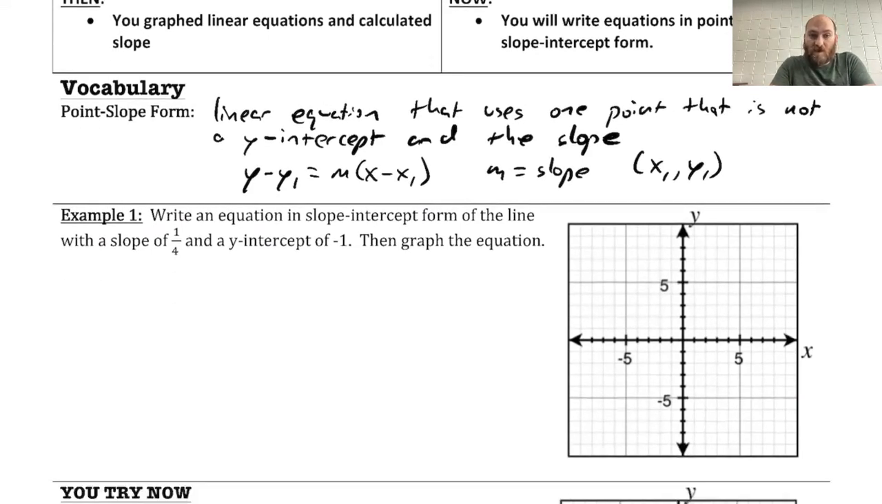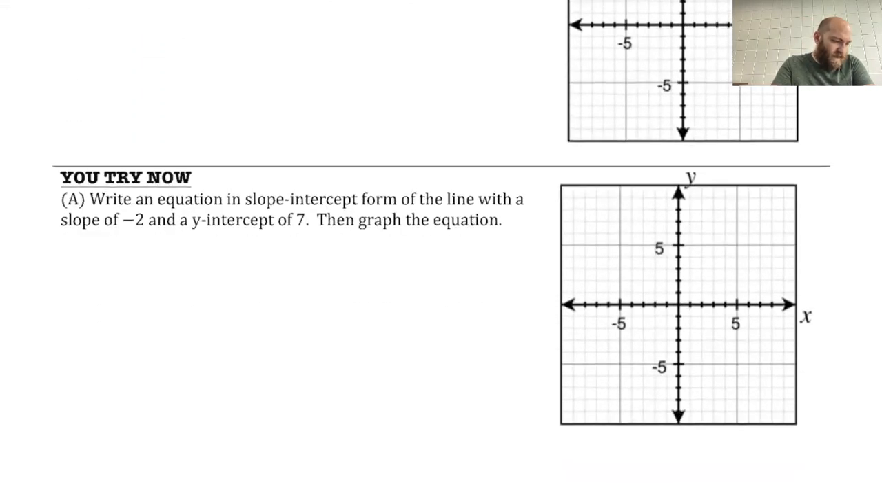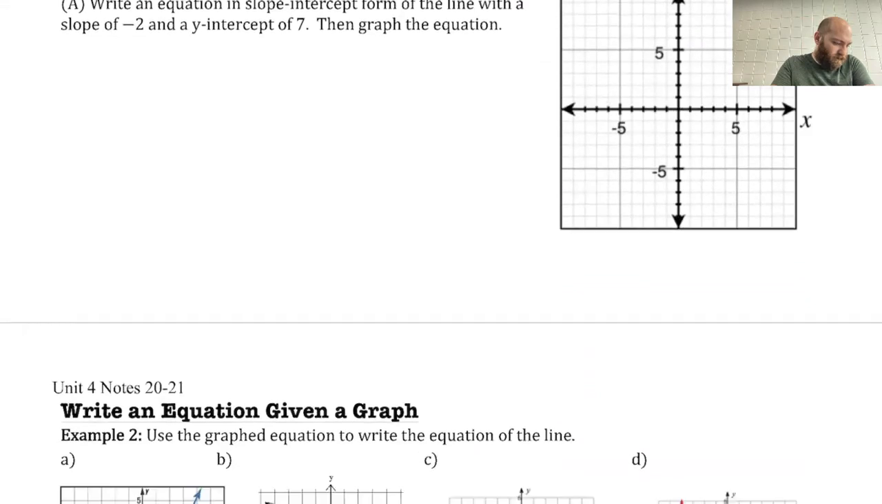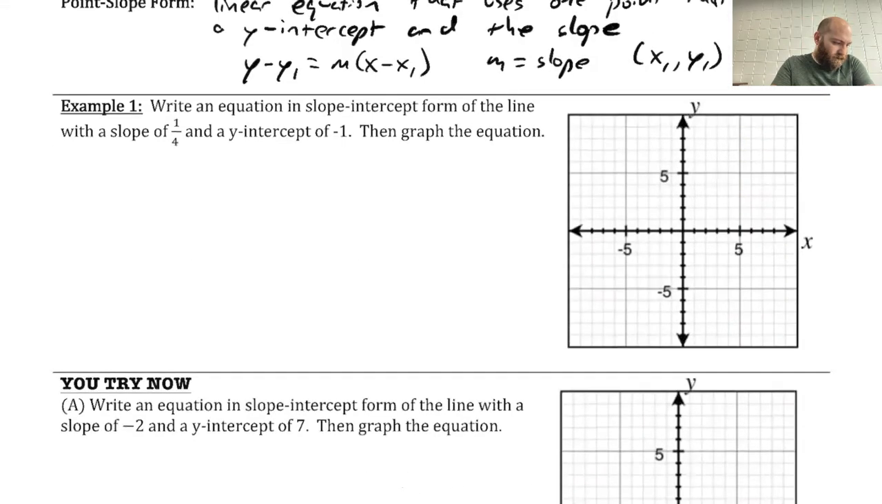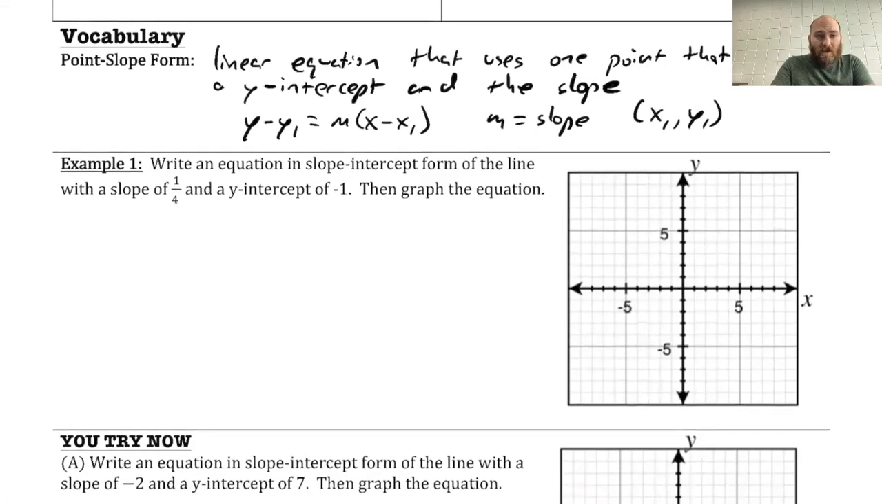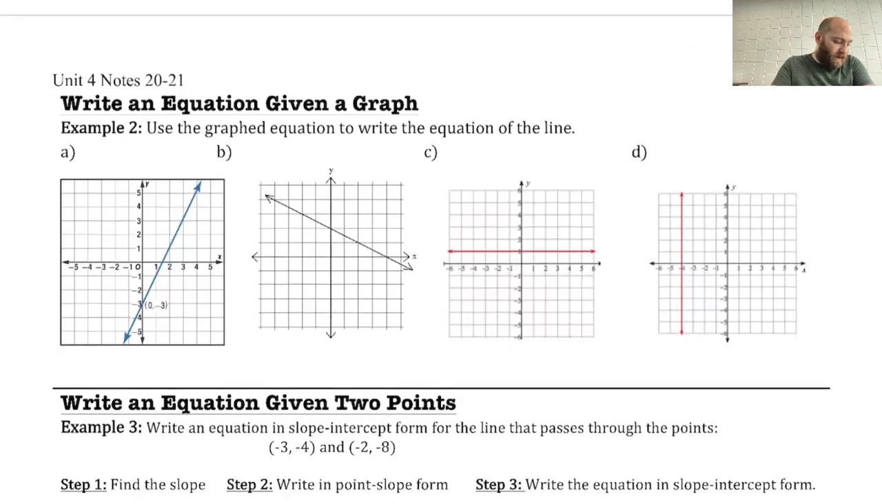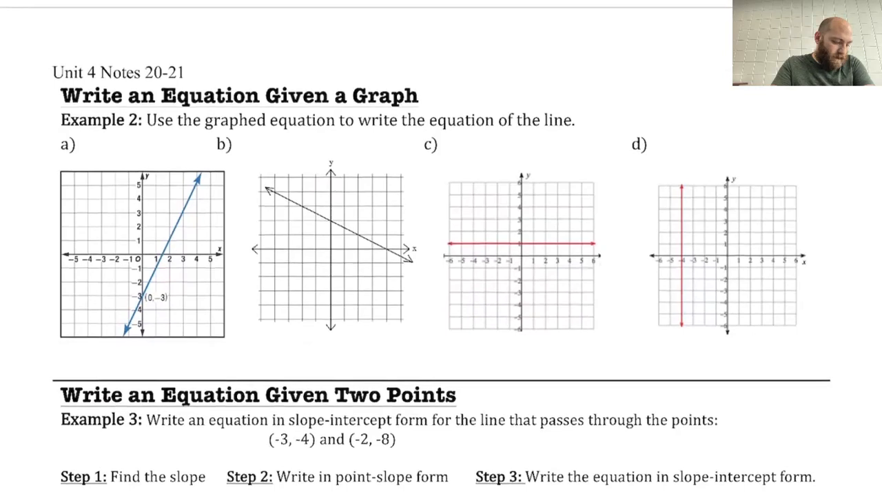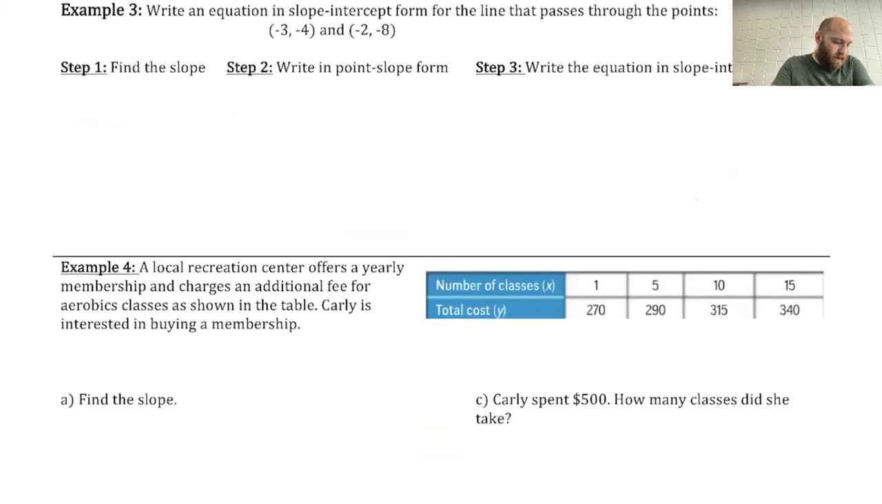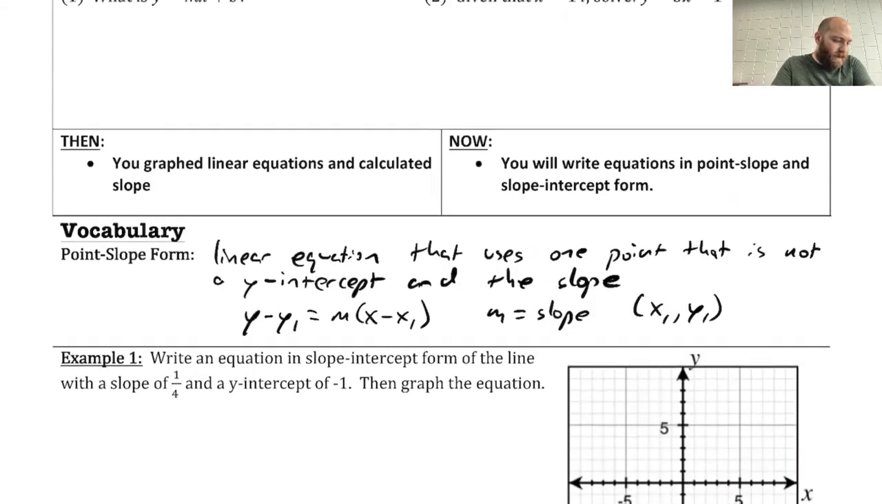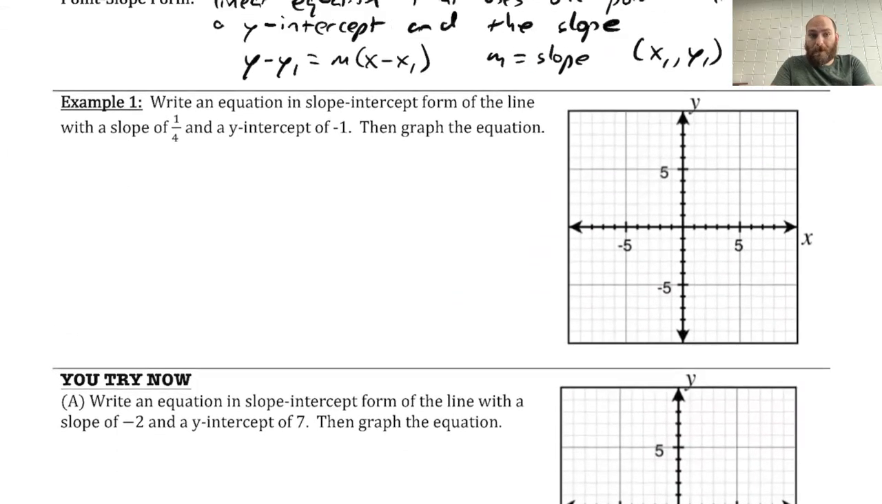So for example, write an equation in slope-intercept form of a line with a slope of 1/4 and a y-intercept of -1, then graph the equation. That's weird. I don't know why that's on there because we already did that. Well, let's just do it. Sorry, we'll just start with this.